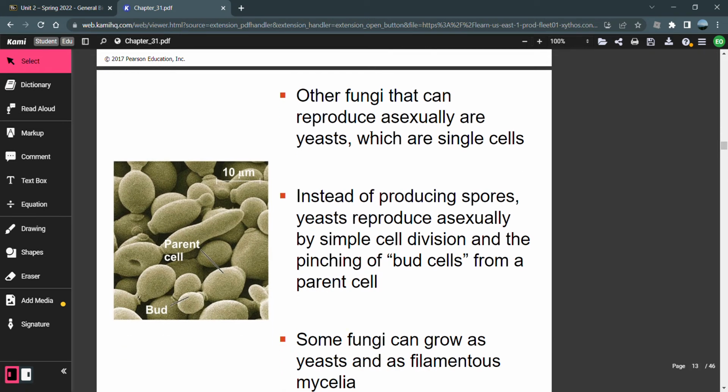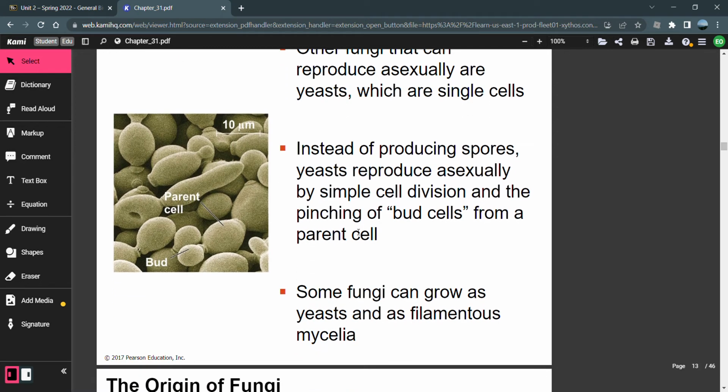So yeasts are single cells. Instead of producing spores, yeast reproduce asexually by simple cell division and pinching of bud cells from a parent cell. So one parent cell gives rise to many other cells. And that's pretty much how yeast reproduce.